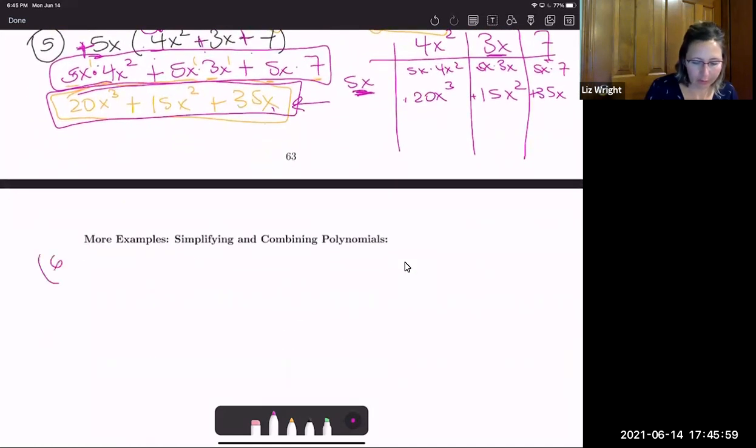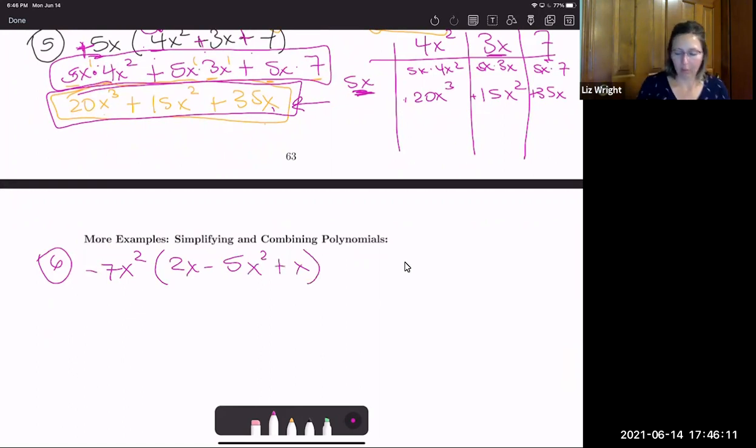So let me show you another one. So this time we've got a negative. We're going to do negative 7x squared times 2x minus 5x squared plus x. And so here again, let's go ahead and distribute. We're going to distribute into each of those terms. Be careful of your negatives on this one.